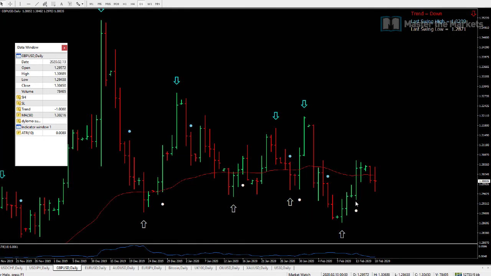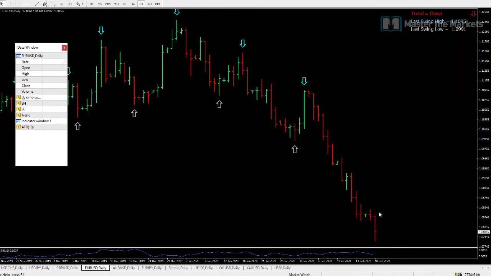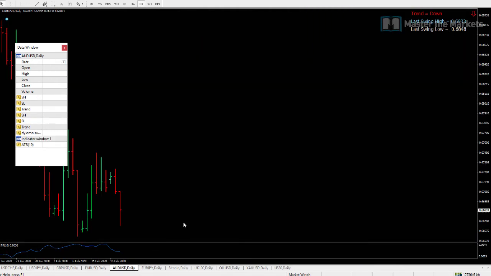The cable over here, no primary, this is the highest bar. It needs to take out this low and it's not done that. Euro dollar, you can see over here, nope, this high needs to be taken out for a bottom turning point, and that is not the case as of now.